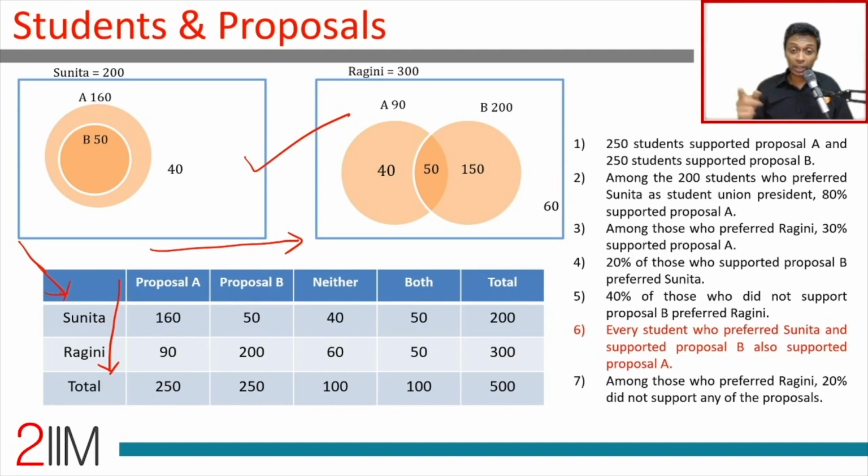But among people who like proposal A, if 160 vote for Sunita and 90 vote for Ragini, then totally 160 plus 90, 250. Once we crack that one thing, that it is either Sunita or Ragini, not both, not neither, you can add merrily. But if you're not voting for proposal A, that doesn't mean you voted for proposal B. You could have voted for neither. You cannot make that assumption. Once you're clear about that, then data capture becomes very simple.